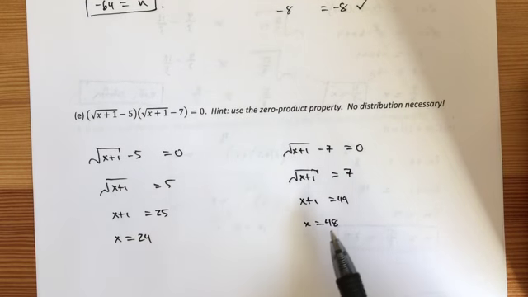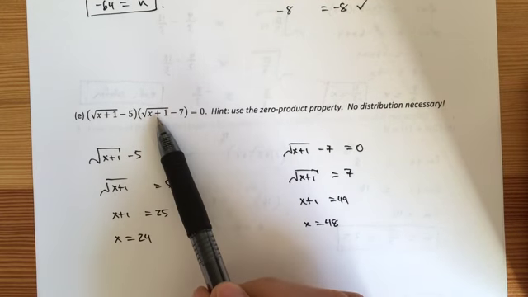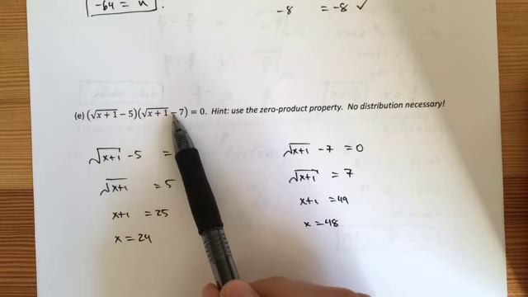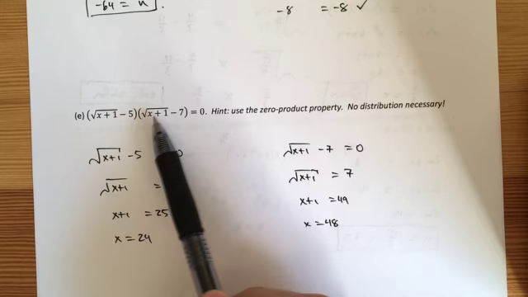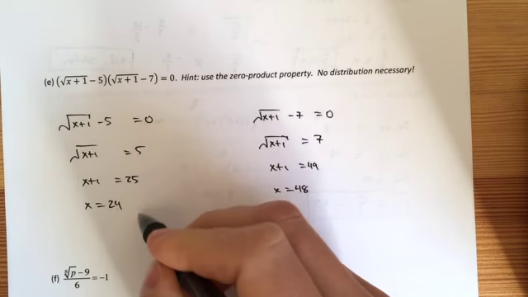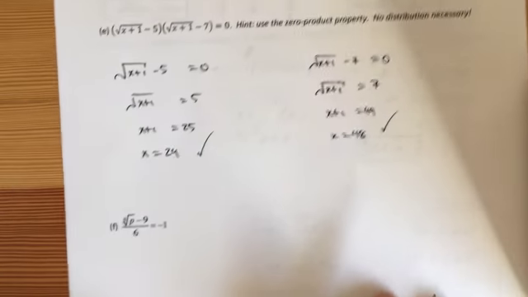I'm going to check in my head. 48 plus 1 is 49. Square root of 49 is 7. 7 minus 7 is 0. 24 plus 1 is 25. Square root of 25 is 5. 5 minus 5 is 0. And using the zero product property, those are both legit solutions.